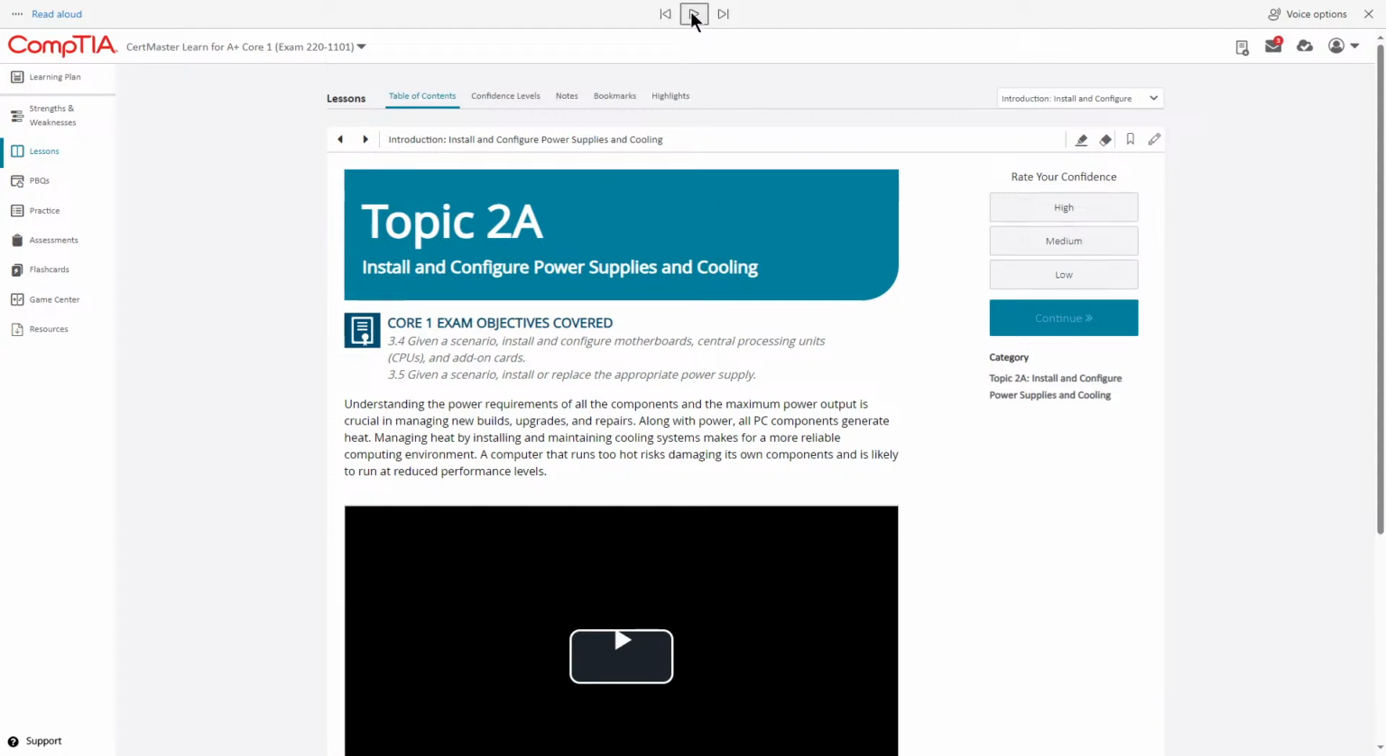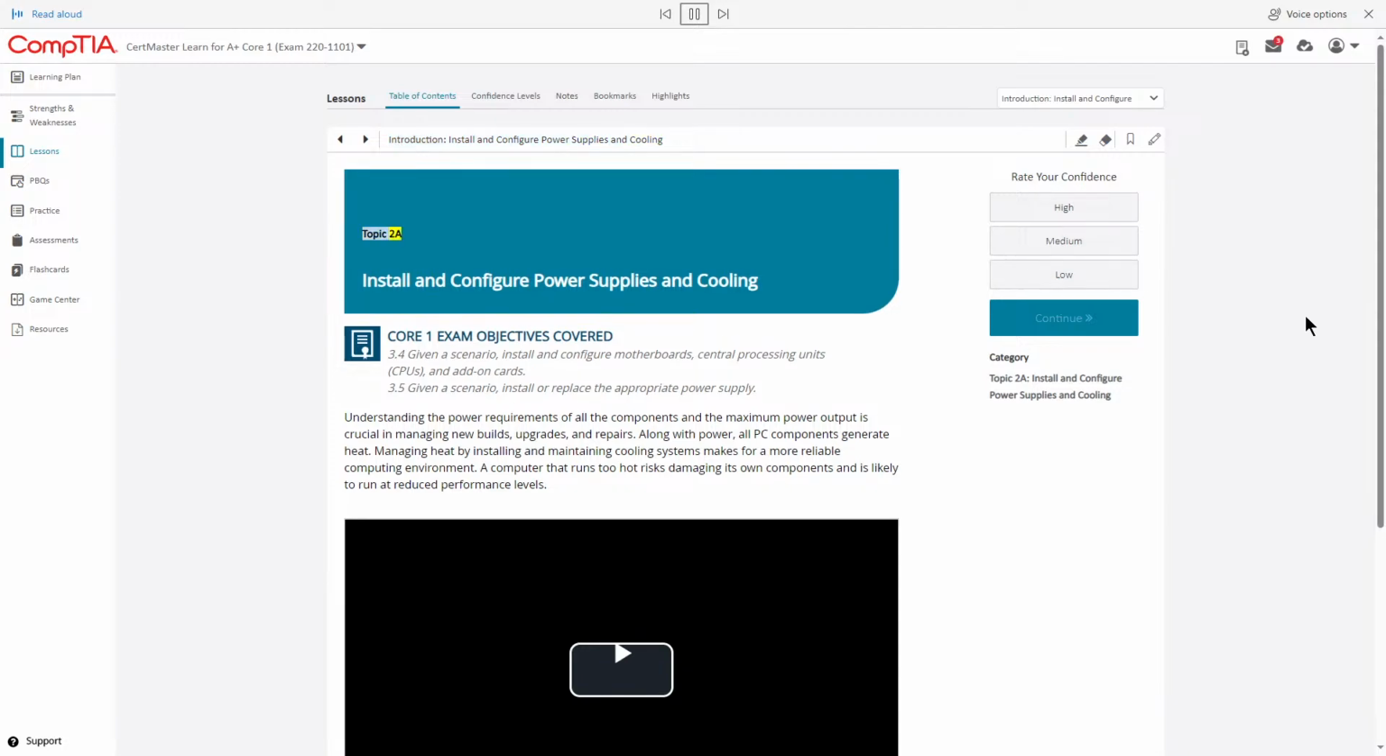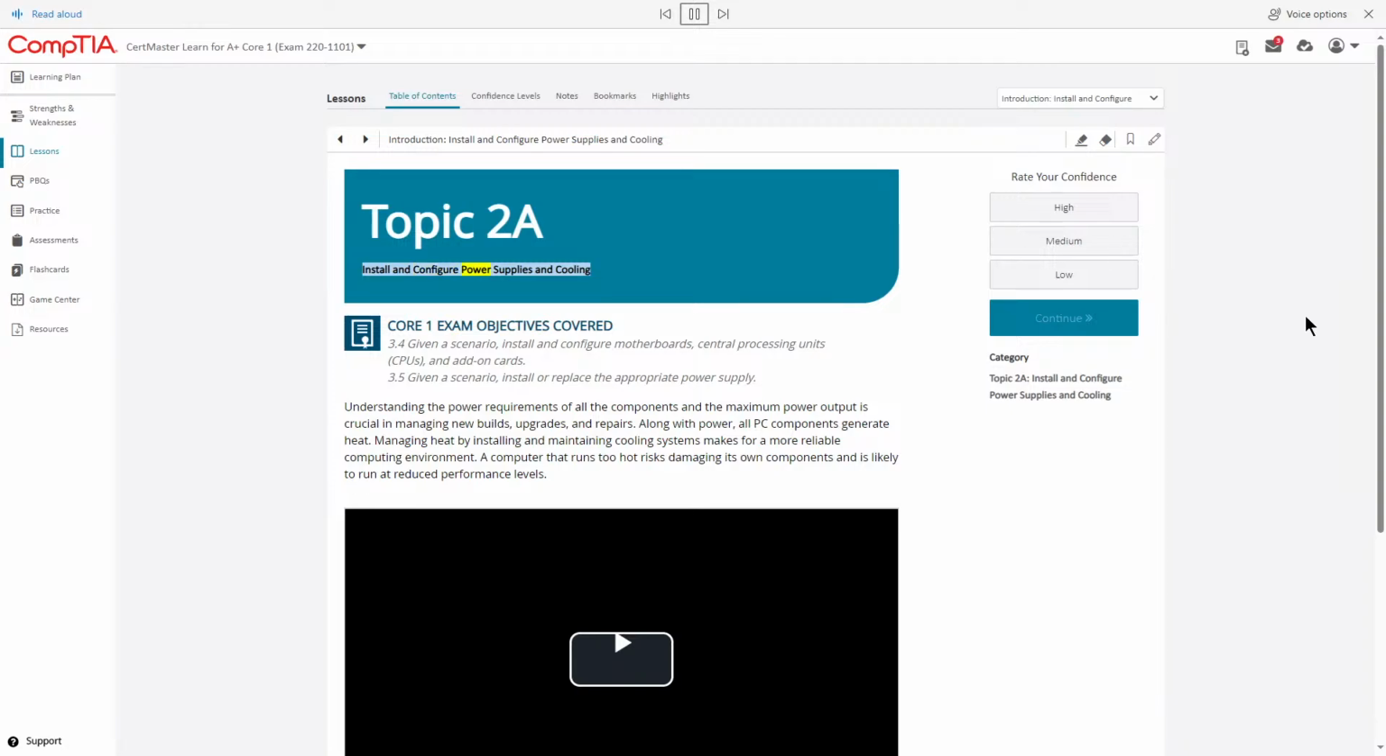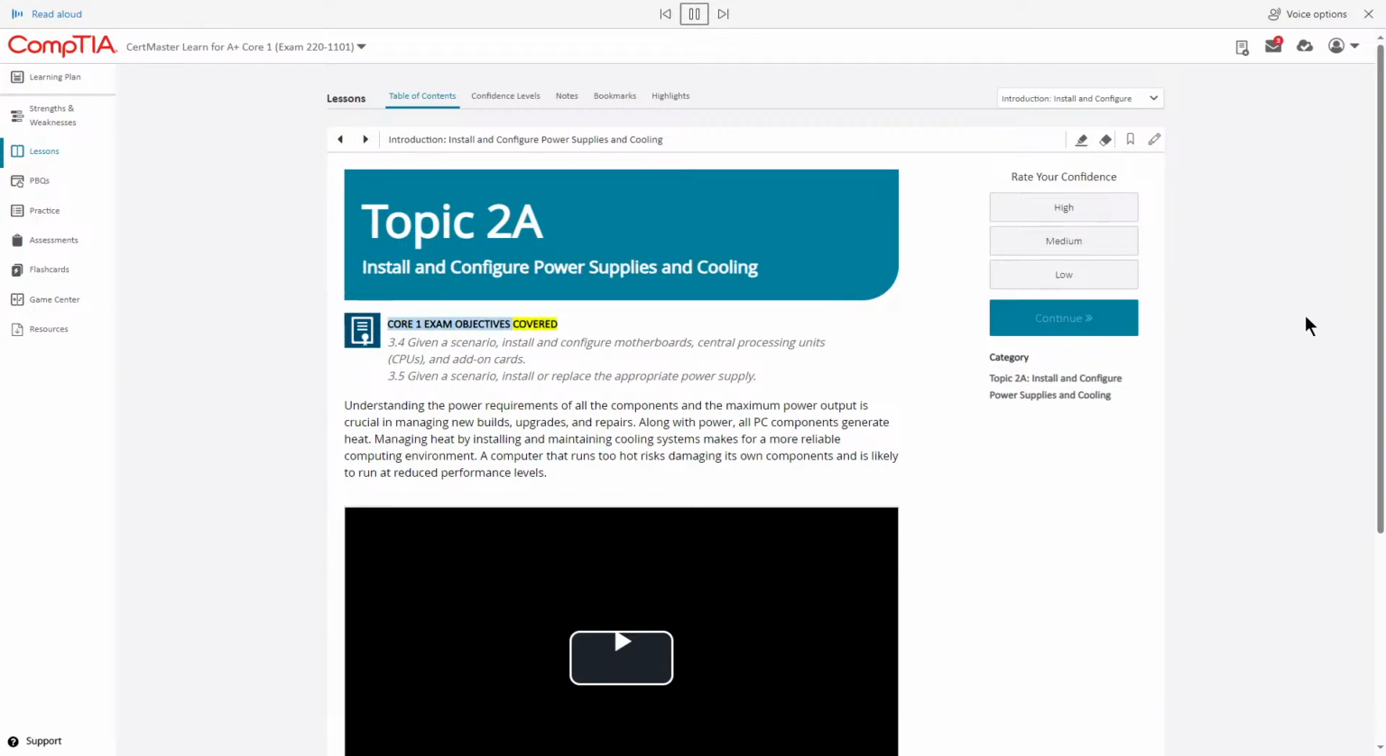Welcome to CertMaster Learn. Introduction. Install and configure power supplies and cooling. Topic 2A. Install and configure power supplies and cooling. Core 1 exam objectives covered. 3.4 Given a scenario, install and configure motherboards, central processing units, CPUs, and add-on cards. 3.5 Given a scenario, install or replace the appropriate power supply.